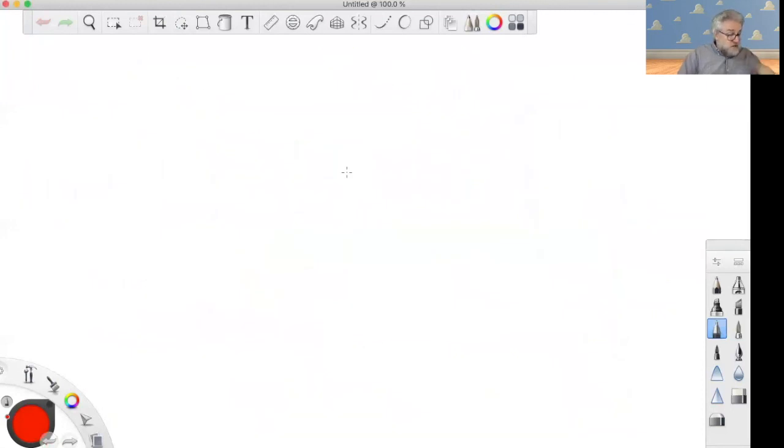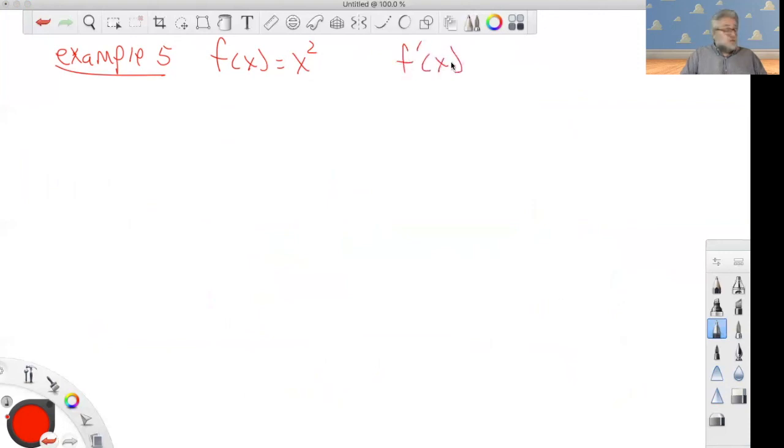Okay, let's see if we have another example. Hey, look at that, we do. This is example 5 in your book. So we have f of x equals x squared, and we just want to find f prime of x. I'm not going to give you a number. I want a function so that I can plug a number in and get my derivative.